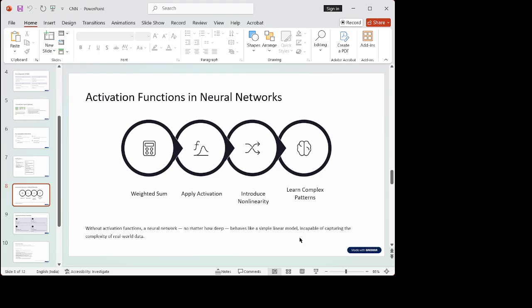Then the next one is activation functions in neural networks. You may ask, why can't we simply stack many linear operations? Without activation functions, even a deep network would effectively behave like a linear model. So we apply activation to introduce non-linearities and learn complex patterns. Without activation functions, a network behaves like a simple linear model, incapable of capturing the complexity of real-world data.